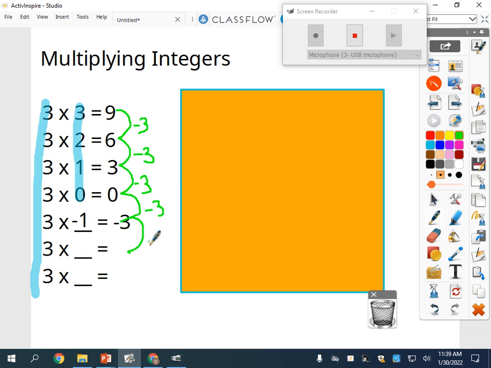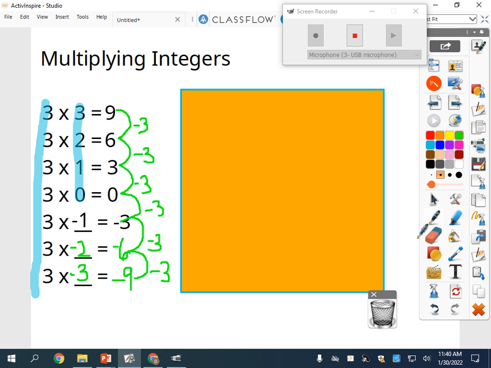Well, let's continue our pattern. We're going to subtract 3 again. So 3 minus 3, it's going to have to be negative 6, right? Well, this would be continuing my pattern here. This is going to be negative 2. So 3 times negative 2 is a negative 6. Well, let's continue our pattern here. Okay, it was negative 2. Now it's a negative 3. So let's continue my pattern. Negative 6 minus 3 is a negative 9.